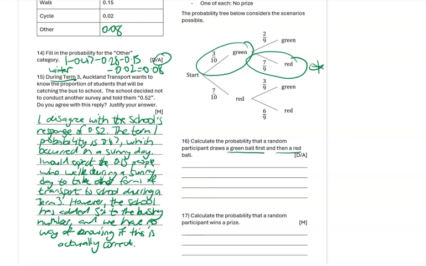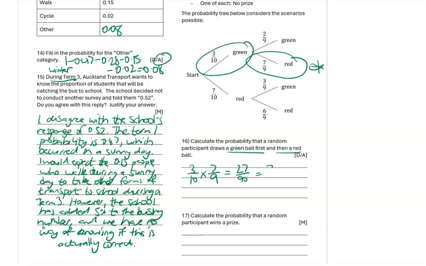To find the probability of that, we need to multiply the probabilities that are in those circles. So that would be 3 out of 10, times 7 out of 9, and that would be 27 out of 90. And you could simplify that quite a bit.